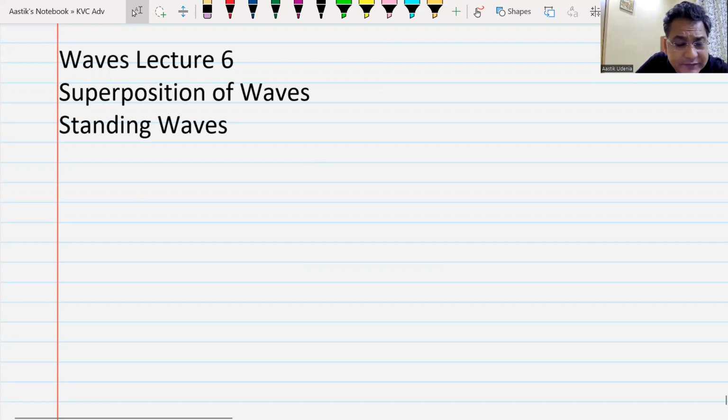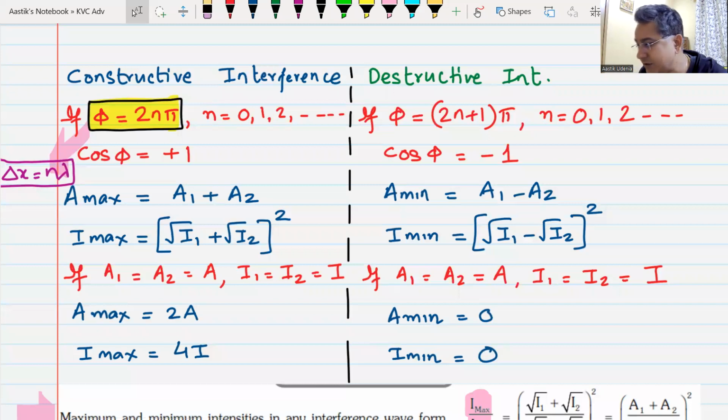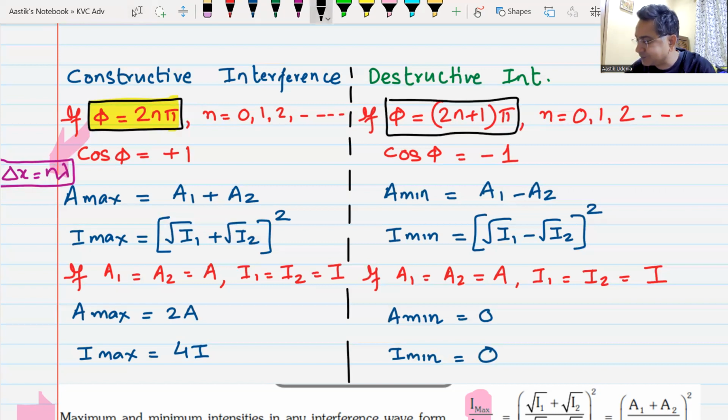We had seen the two types of interference, constructive interference and destructive interference. Do we remember this? Yes, sir. We had seen that for constructive interference, your phase difference should be an even multiple of pi, 2n pi. And when that happens, your amplitude is maximum and your intensity is also maximum. We have seen for destructive interference, the phase difference should be an odd multiple of pi. Do we remember this? Yes, sir.